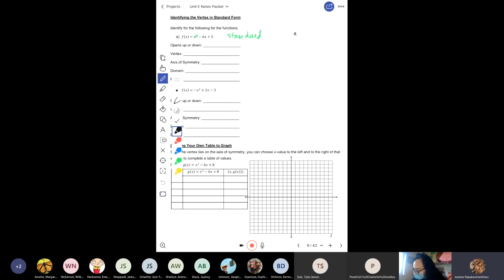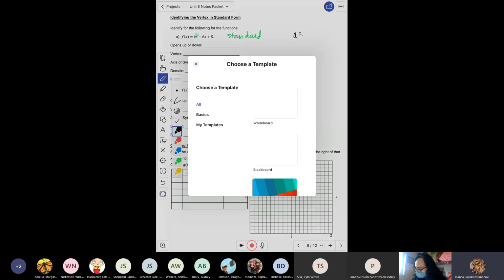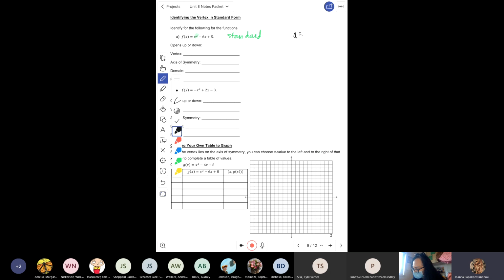Let's identify a, which is the coefficient of x squared. What is a? Anybody want to tell me what a is? 1, thank you. b is -6, and c is 5, okay? So to determine if it opens up or down, I'm looking at my a value. Remember, if a is positive, it opens up. So this is going to open up because a is 1, which is greater than 0.